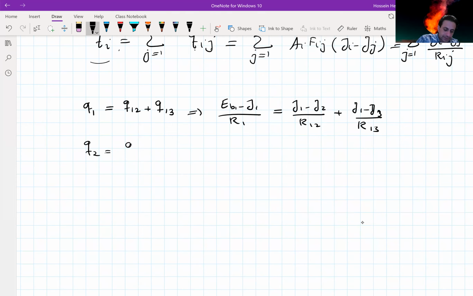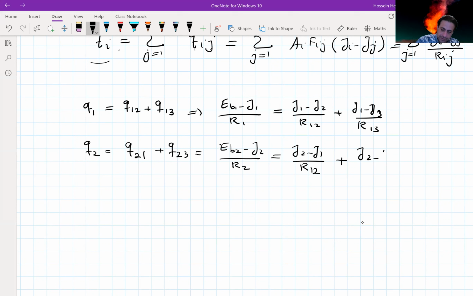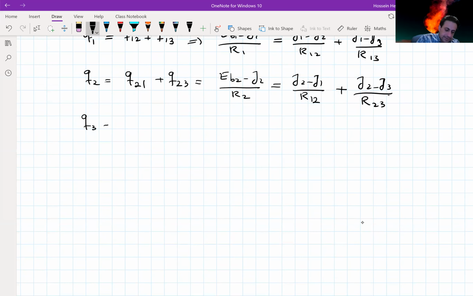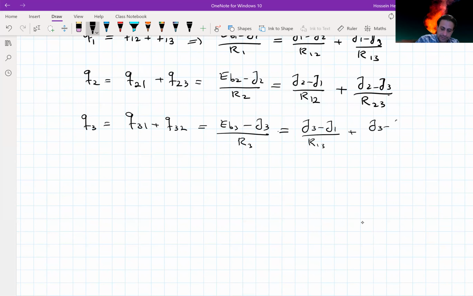The same thing, Q2 is Q21 plus Q23. EB2 minus J2 over R2 equals J2 minus J1 over R21. R21 is equal to R12, so I'm just going to stick to that, plus J2 minus J3 over R23. And the same thing here, Q3 is Q31 plus Q32: EB3 minus J3 divided by R3 equals J3 minus J1 over R13 plus J3 minus J2 over R23.